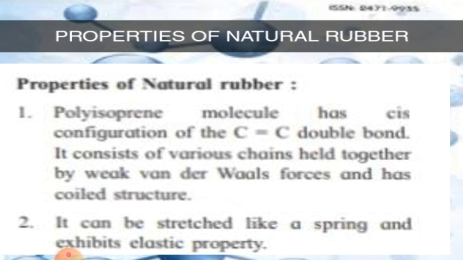Here the polyisoprene molecule has cis configuration. As I said in the last slide, isoprene will be in cis configuration, in which the C double bond C will be on the same side. So cis polyisoprene will give you natural rubber.